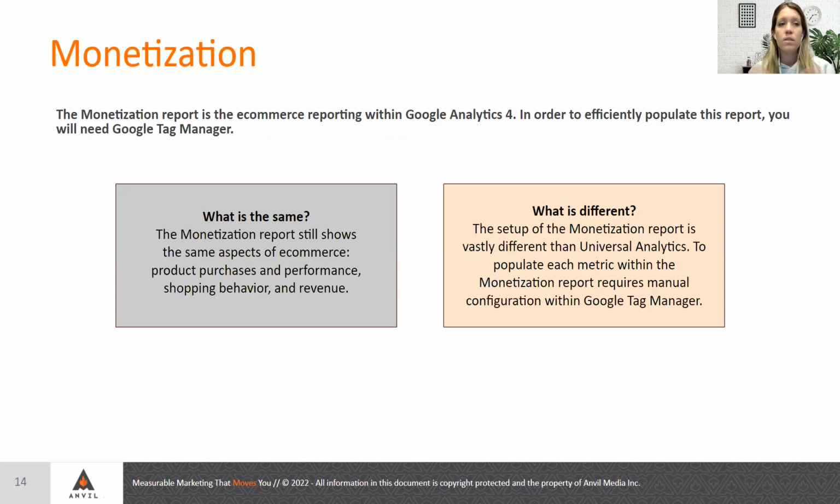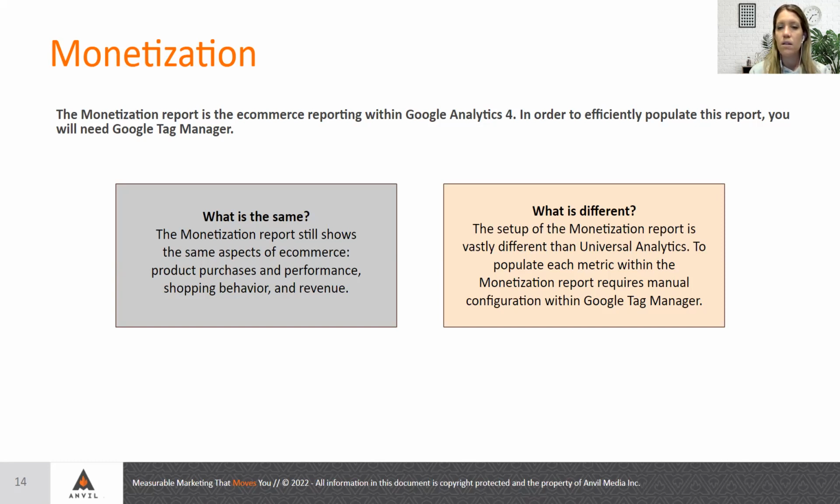The monetization report, this is a newer report for GA4. Again, this is the e-commerce reporting side of things. We will get into some specifics in just a moment, but as a heads up, we will recommend that you use Google Tag Manager in terms of implementations, installations, and really populating the monetization report. But again, we'll get into some specifics in just a moment. But basically with the monetization report, you'll still see all of your standard e-commerce data, product purchases, revenue, shopping behaviors, things like that. But what's different really, again, is the setup.